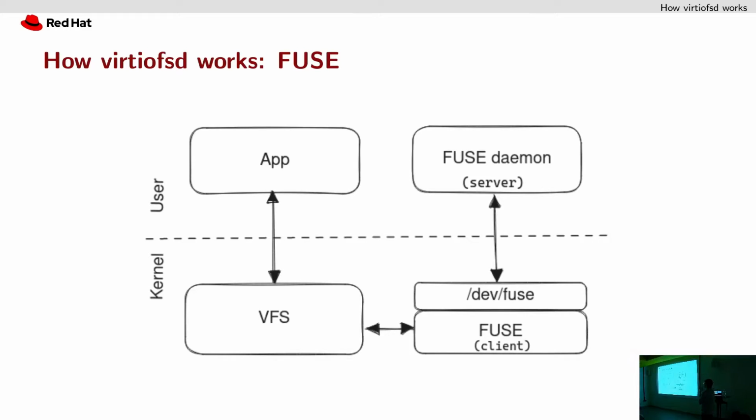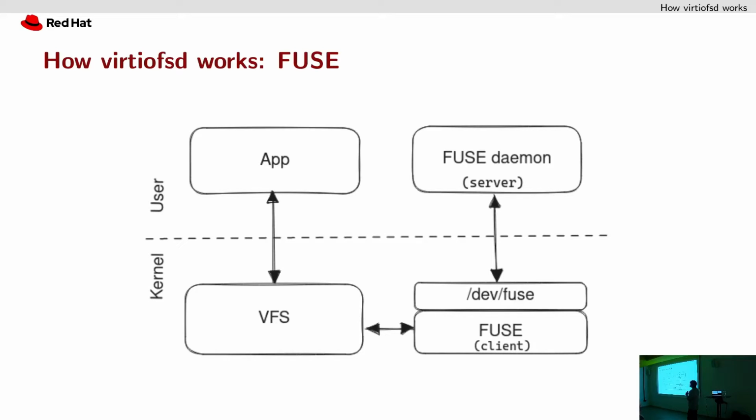How does virtio-fs work? Well, virtio-fs is a FUSE file system. I will try to explain very briefly how that works. First, I want to explain a little bit how FUSE normally works. When a user space application does some file system operation, it will first be handled by the POSIX file system layer in the kernel, and then it will call the FUSE client in the same kernel.